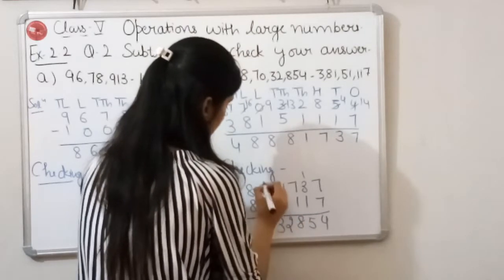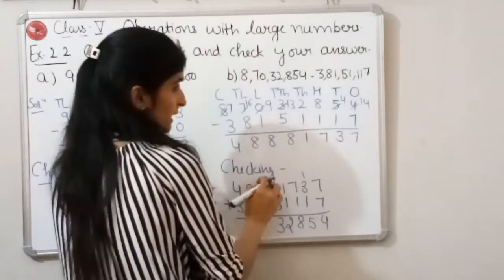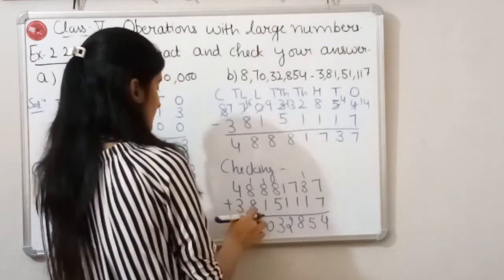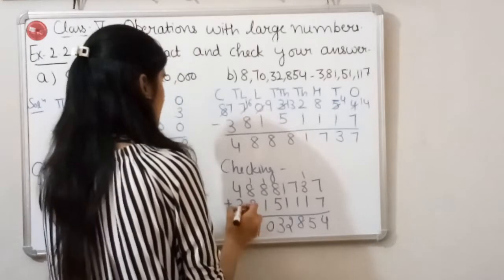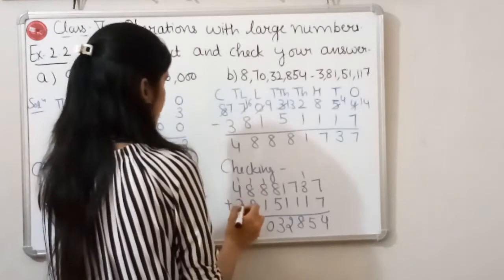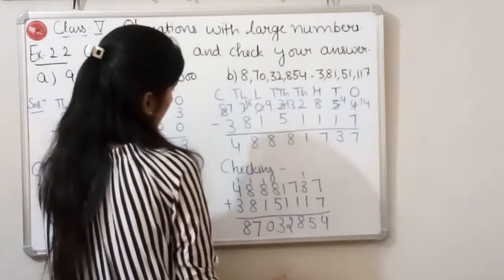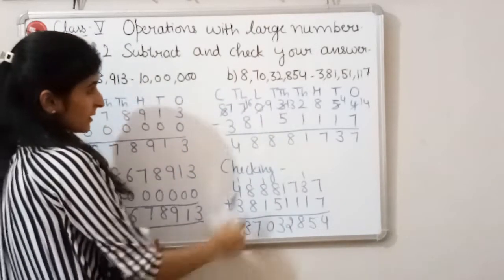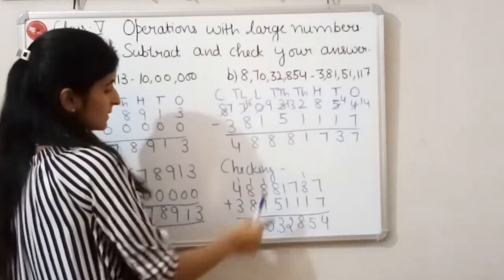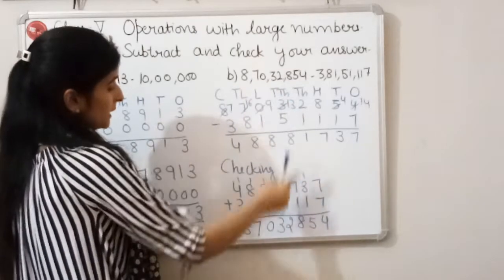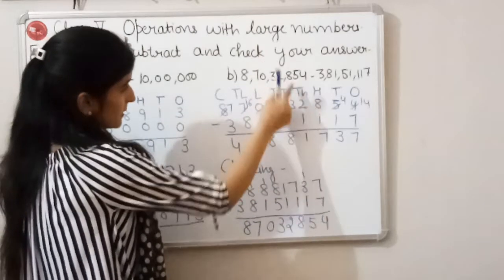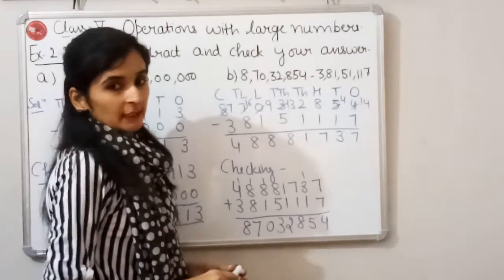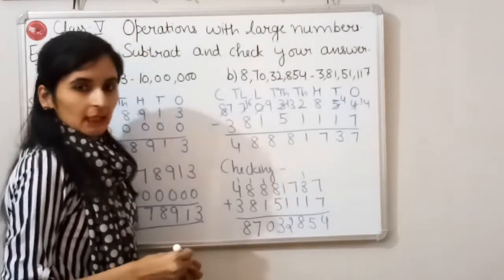8 plus 5, 13. 8 plus 1, 9. 9 and 1, 10. 8 and 8, 16. 16 and 1, 17. 4 and 1, 5. 5 and 3, 8. Now compare this with the minuend: 8, 7, 0, 3, 2, 8, 5, 4. We have got the minuend, so our answer is correct.